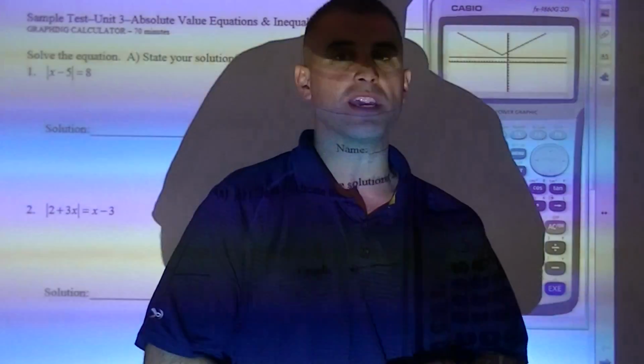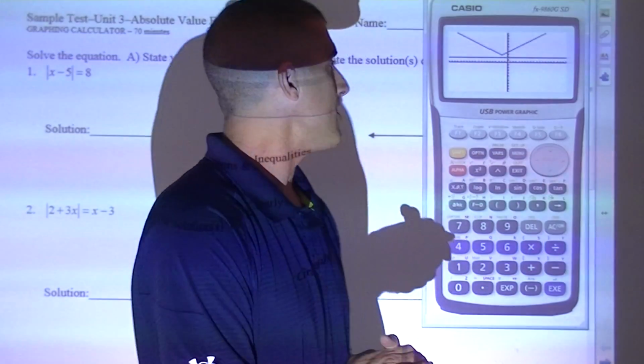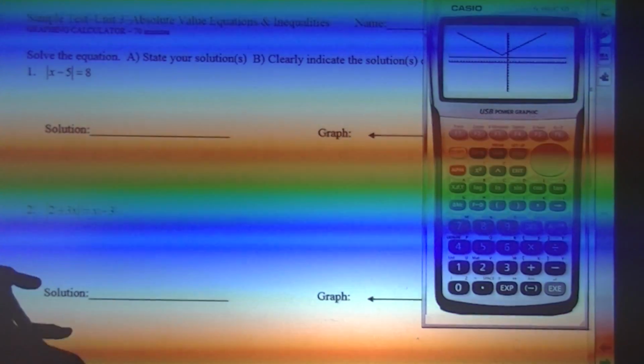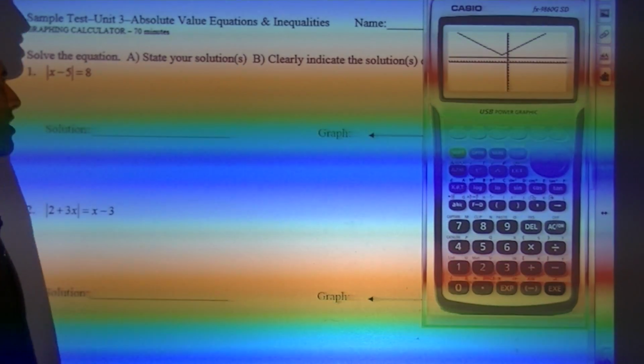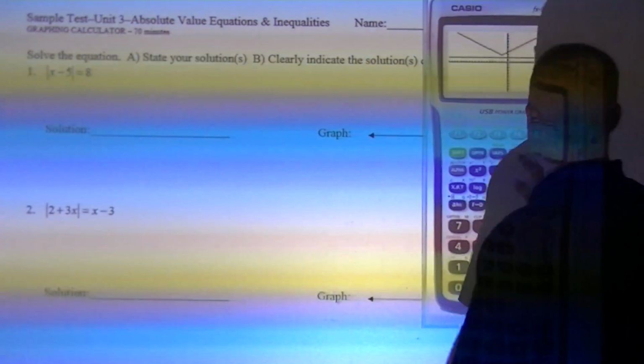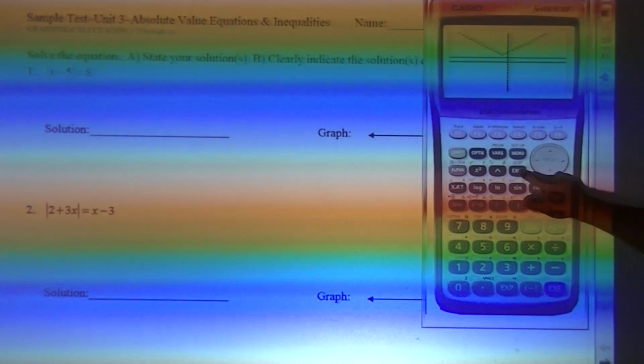Okay, this is going to be the Algebra 2 Unit 3 sample test on absolute value equations and inequalities. The directions say state your solutions, clearly indicate your solutions on the graph. So what I'm going to do is go to Menu, then go to Graph.